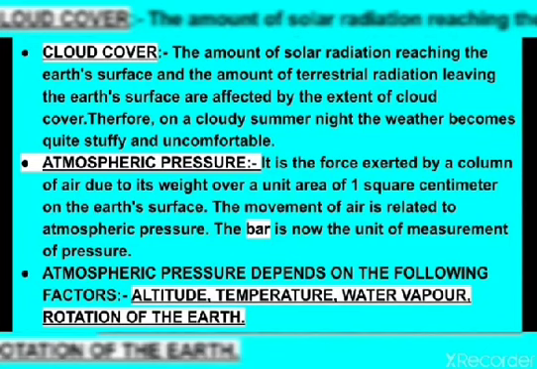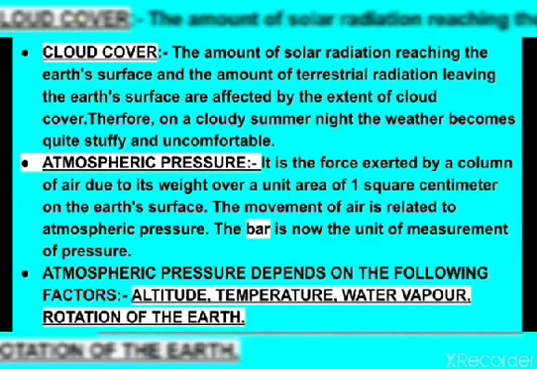So our next topic is atmospheric pressure. It is the force exerted by a column of air due to its weight over a unit area of 1 square centimeter on the earth's surface. The movement of air is related to air pressure. The bar is now the standard unit of measurement of air pressure. Now this atmospheric pressure is measured by an instrument that we call barometer.